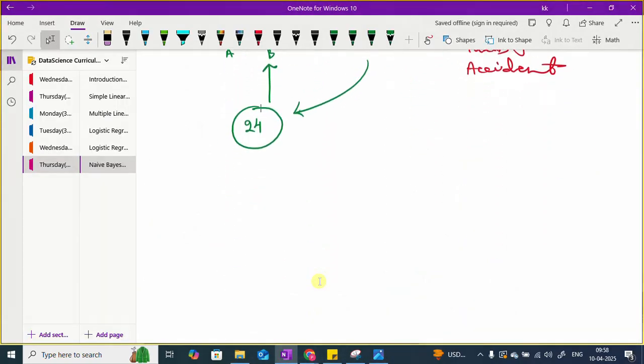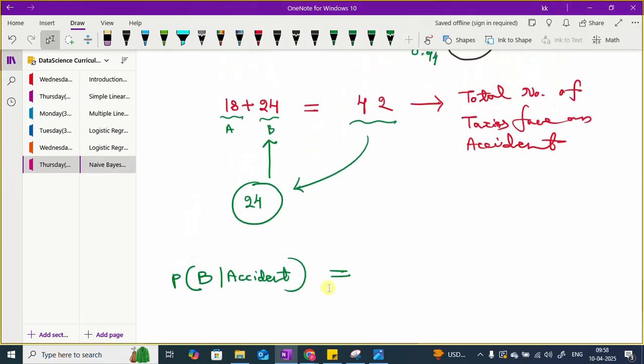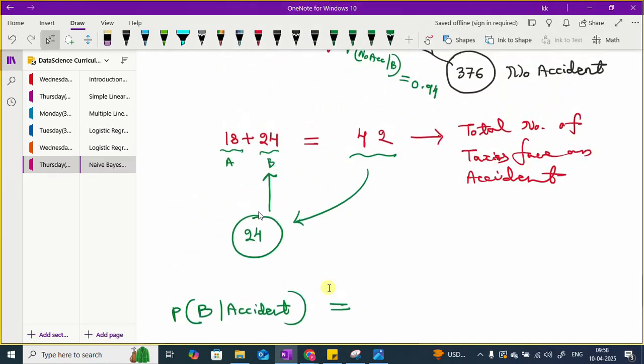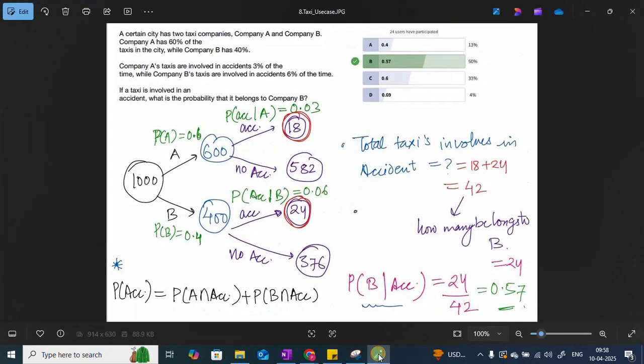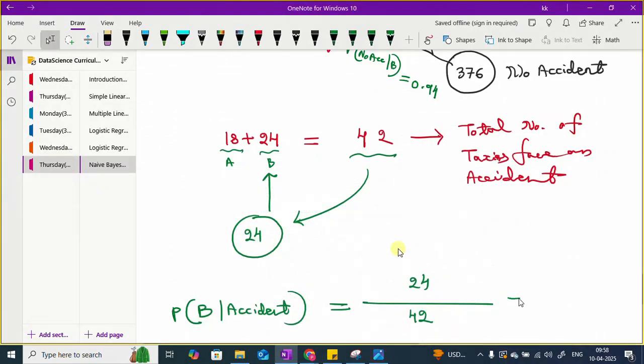Now what I have to find out? Probability that the taxi belongs to company B, provided it faces an accident. Nothing but probability of B. The taxis that belong to company B is 24. Given that accident, how many total taxis face an accident? 42. Now 24 divided by 42, how much is coming? 0.57. This is the probability.